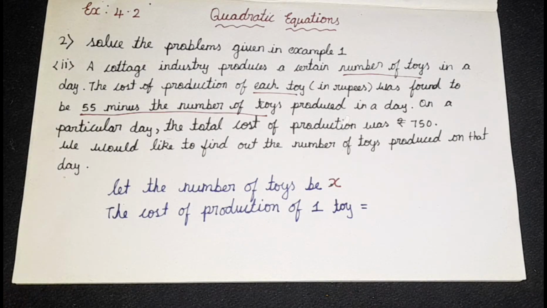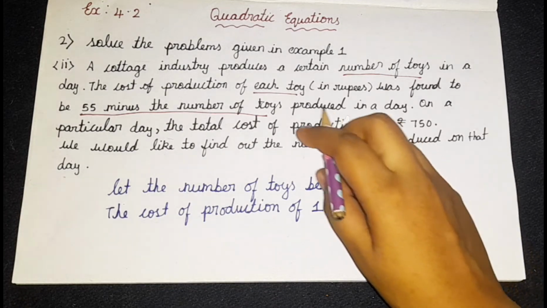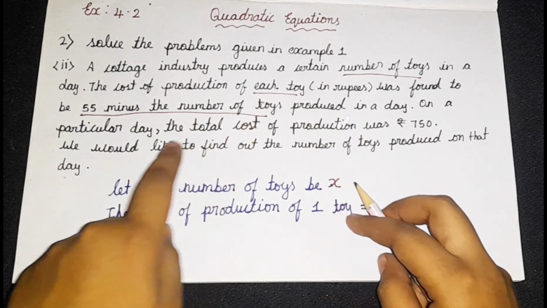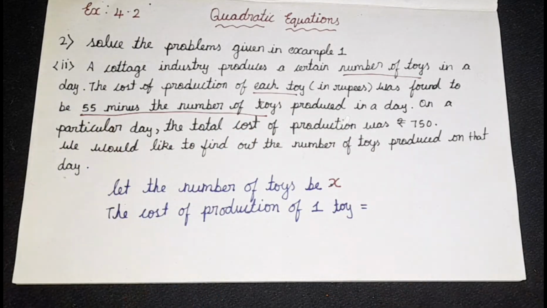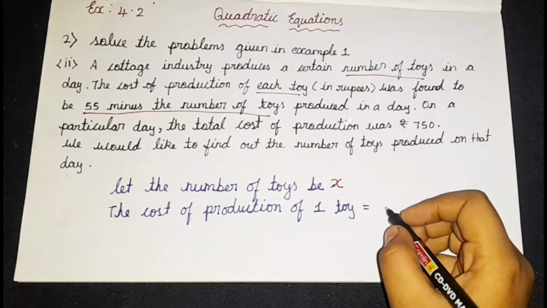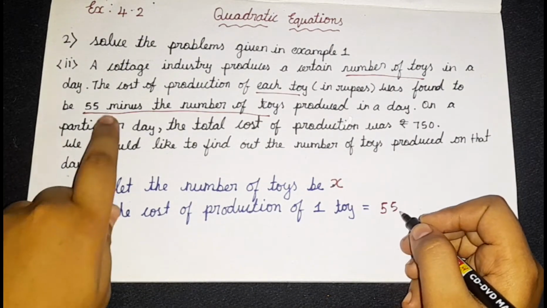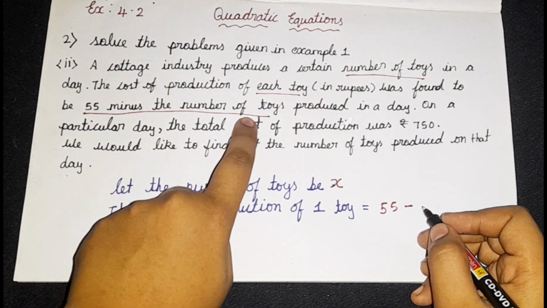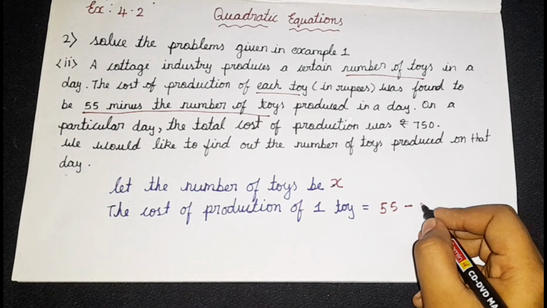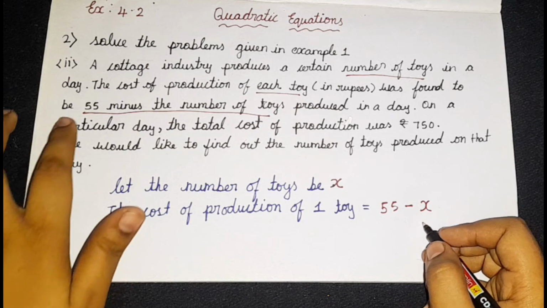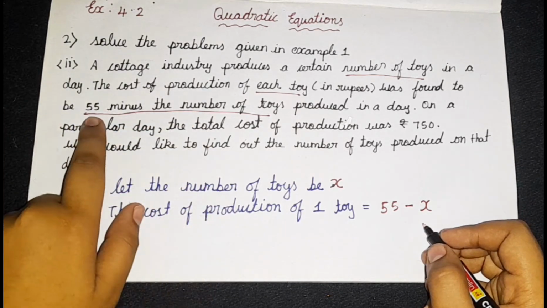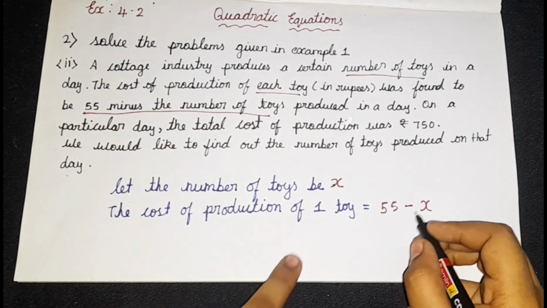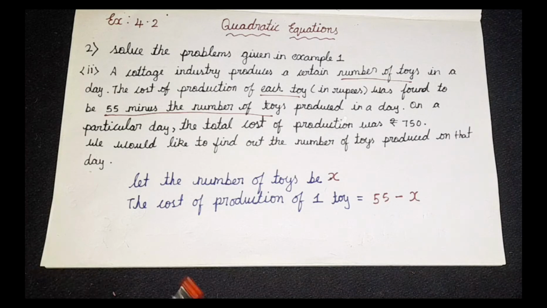The cost of production of one toy was found to be 55 minus the number of toys. So here we have 55, which we write as it is. Then minus, we are supposed to subtract the number of toys. We took the number of toys as x, so we write x. We just wrote it according to the statement: 55 minus the number of toys, and the number of toys is x. So now we got 55 minus x, am I right?